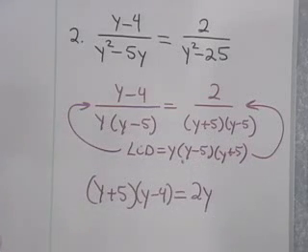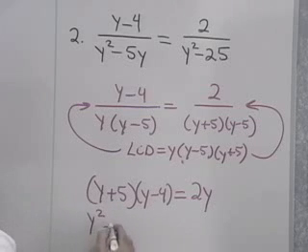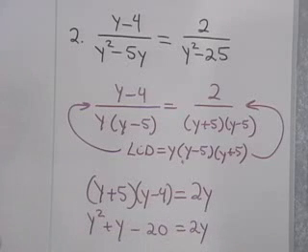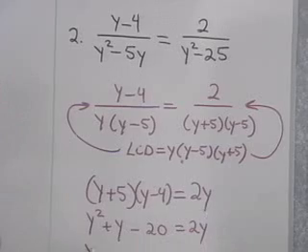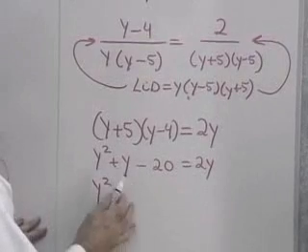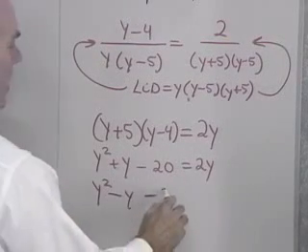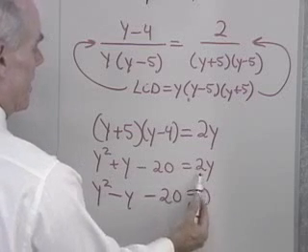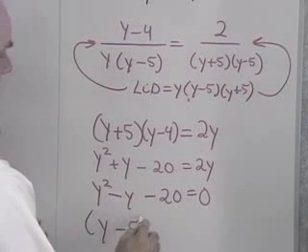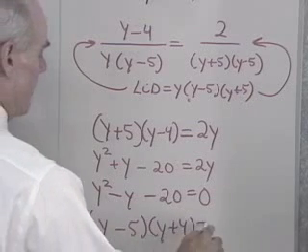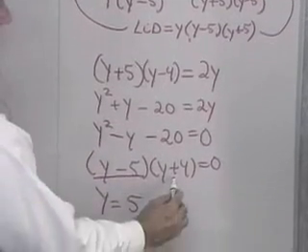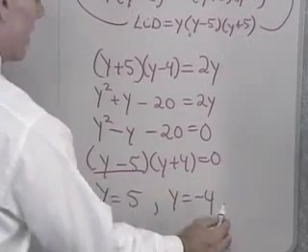Now I need to put this equation in standard form, so let's see, we have y squared plus y minus 20 is equal to 2y. I'll add negative 2y to both sides and have y squared, what do we have here, minus y minus 20 is equal to 0. When I add negative 2y to both sides, over here I'll end up with a negative y. Now I factor: y minus 5, y plus 4 is equal to 0. I set this factor equal to 0, and y is equal to 5. I set this factor equal to 0, and y is equal to negative 4.